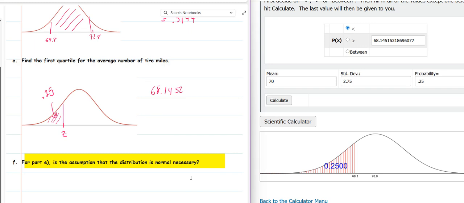And finally, for part E, is the assumption that the distribution is normal necessary? And the answer to that is yes, because our sample size was 16, which is less than 30. And that's it.